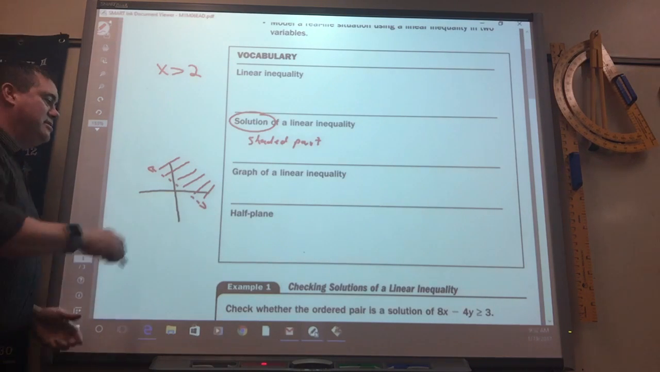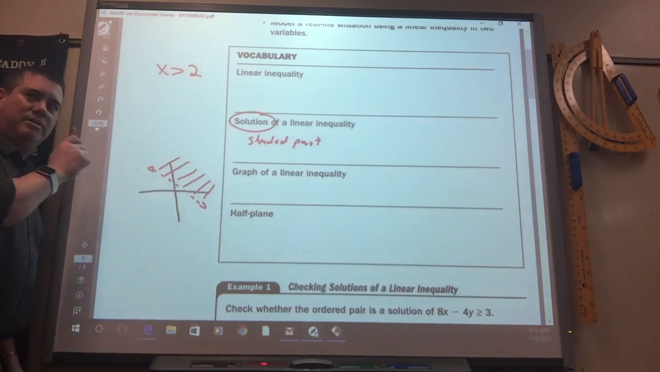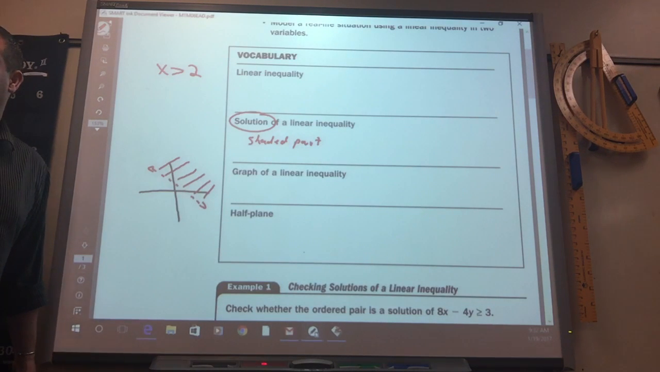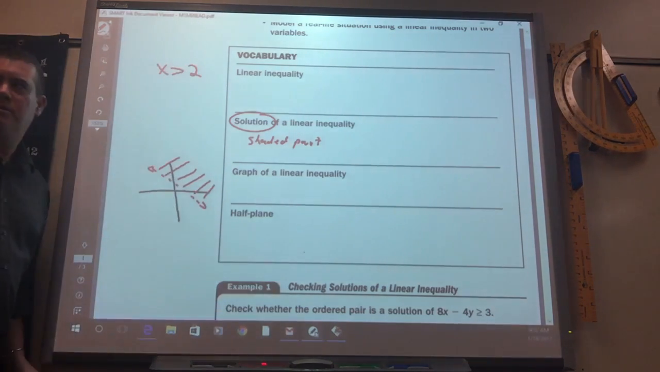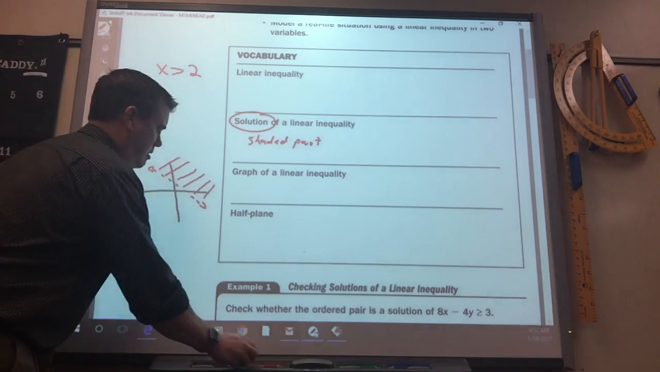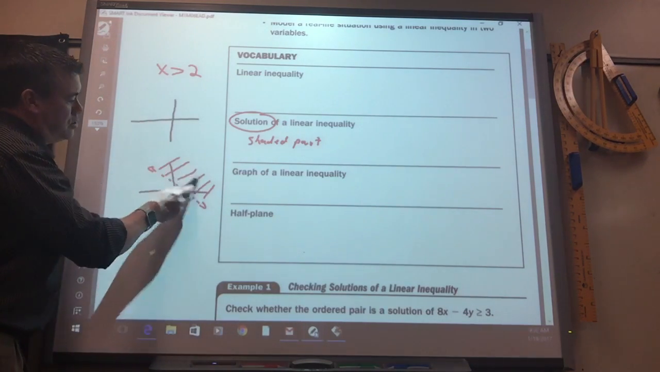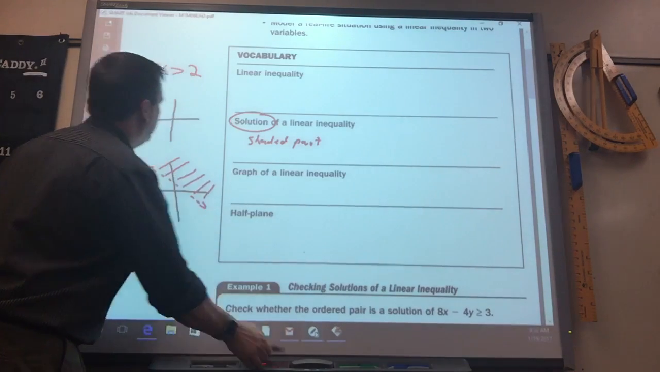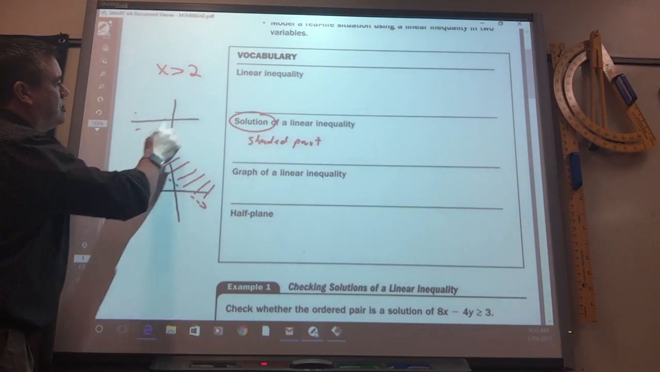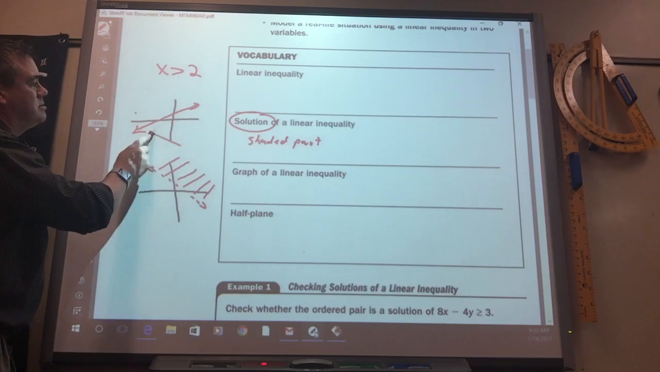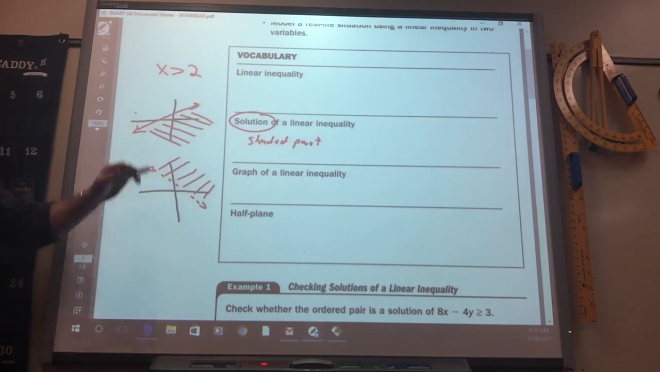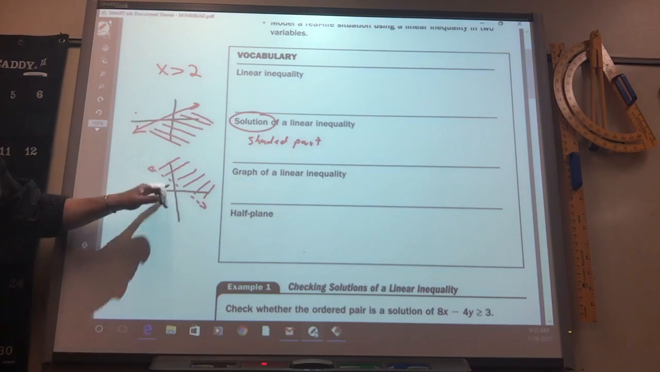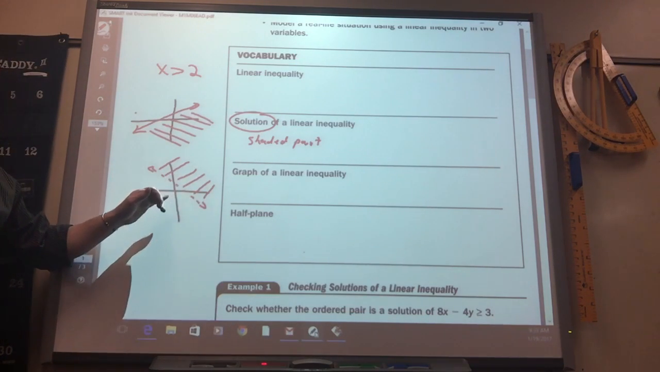So if you had to guess, why would I put a dotted line when I'm graphing an inequality? Is it an and? Not quite. It's what? Many solutions. No, because the solutions are everything on the shaded part. So if I had a line like this, solid, everything below is shaded, it includes it. Exactly. If it's solid, it includes it. If it's dotted, it doesn't include the line.